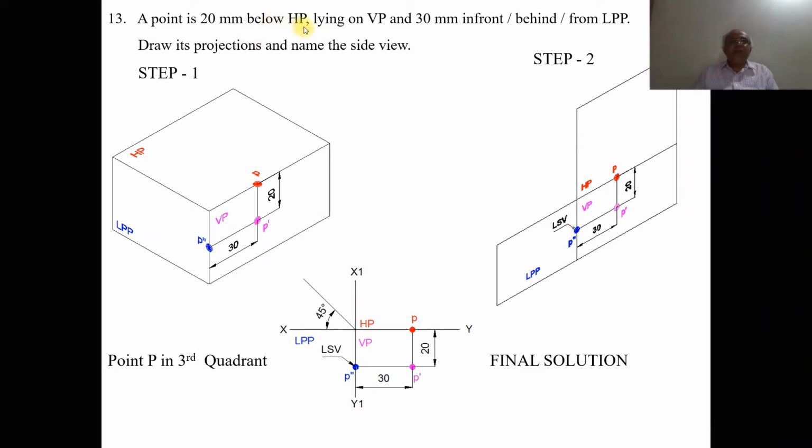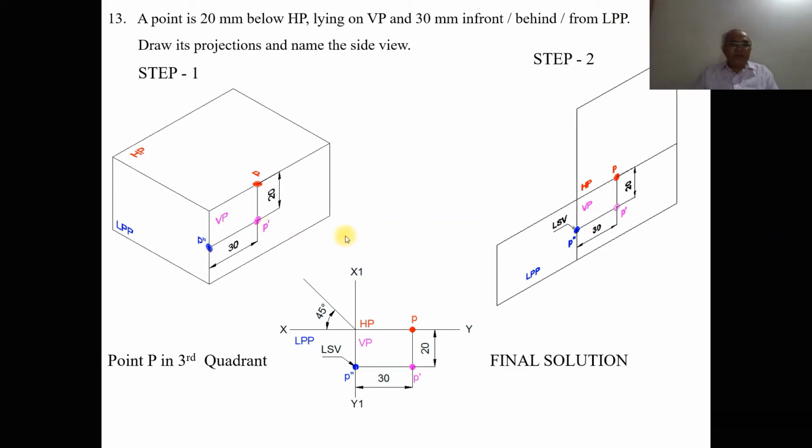So first we are going to take up the condition below HP and lying on VP. That means we are going to solve the problem in the third quadrant. Once we have written the third quadrant, though here he says LPP, LPP is here, VP and HP. VP is here, HP is here. Since it is behind LPP, obviously the view should be the left side view.